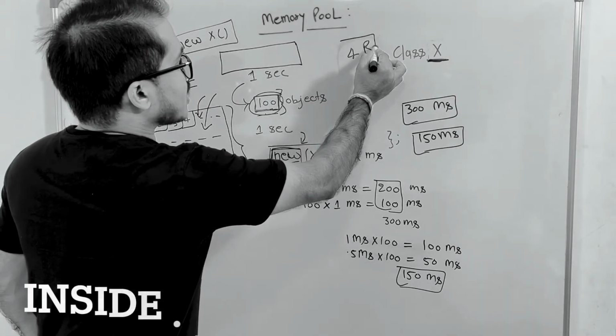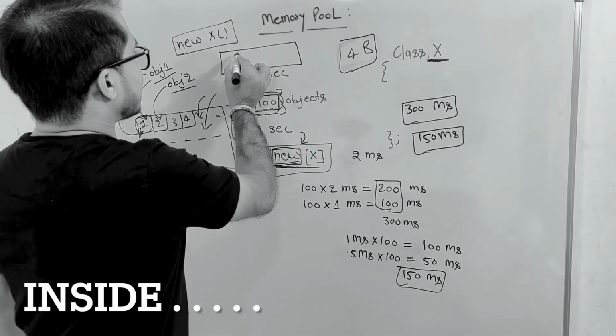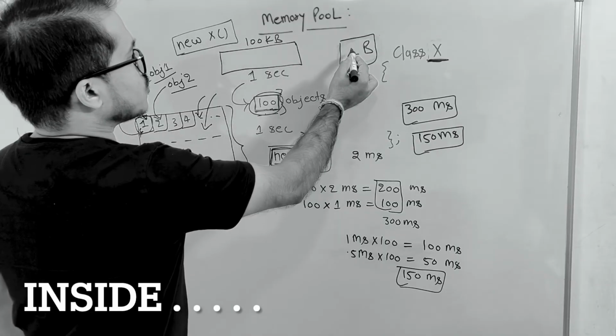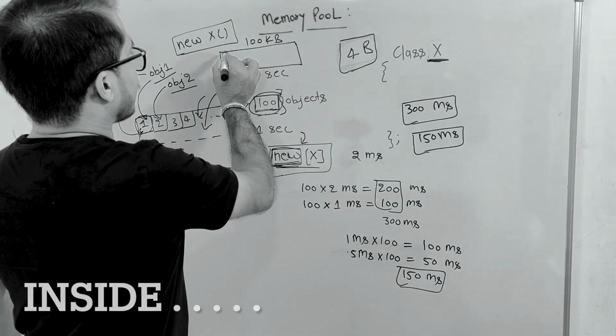Where are the 4 bytes available in the memory. So it will try to, let's say the total size of the memory is 100 KB. So my system will try to figure out where are 4 bytes available for allocation.